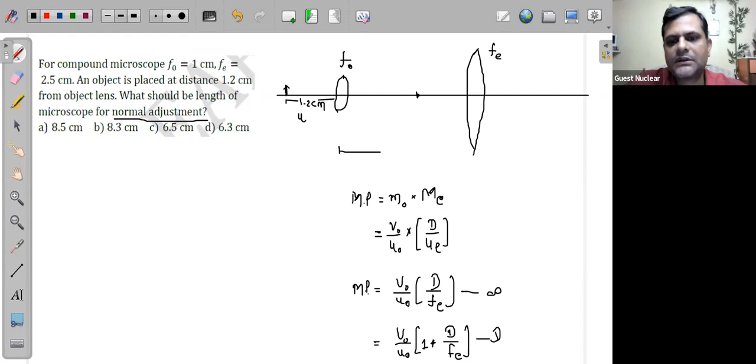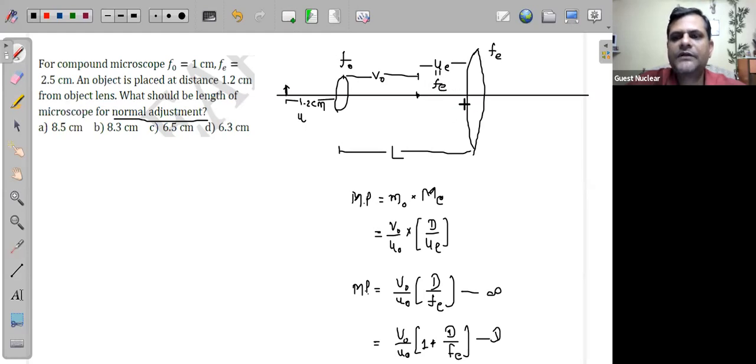Okay, see here, length of the microscope is going to be actually the sum of VO and UE, right? But since the final image is going to form at infinity, UE is going to be the same as FE in this case. समझा क्यों?